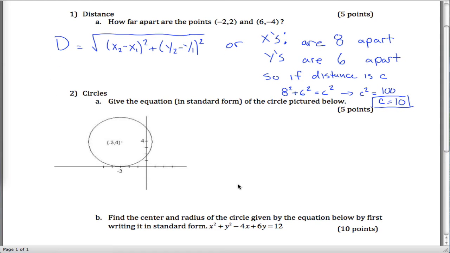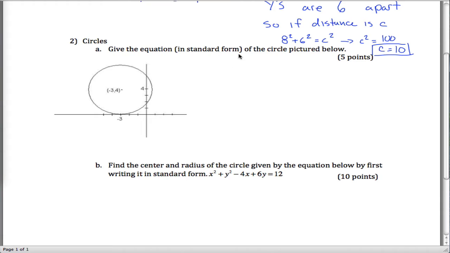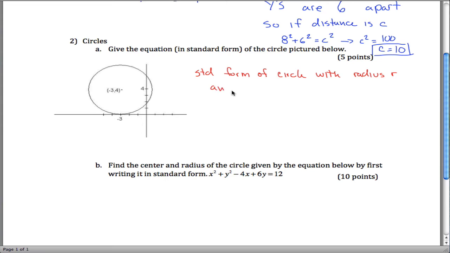Good enough? All right, second one, circles. Give the equation in standard form of this circle. Okay, so to give the equation in standard form, you need to know a few things. How about the standard form of a circle with a radius of r and a center h, k.